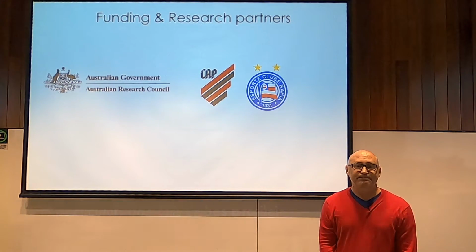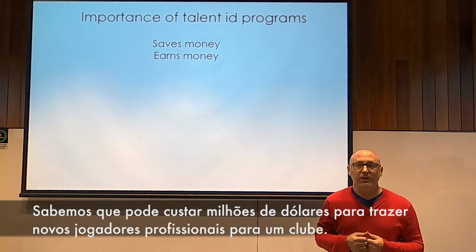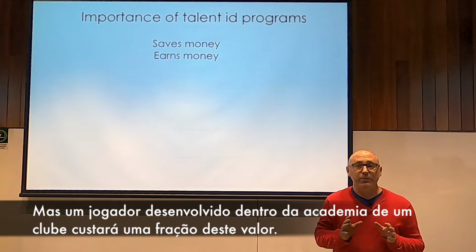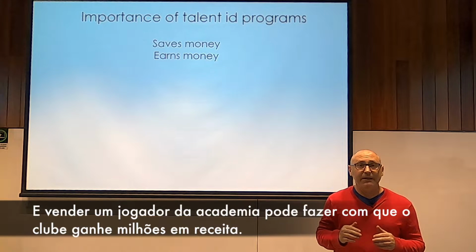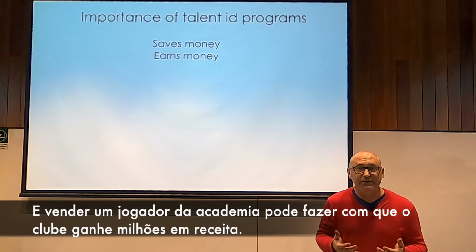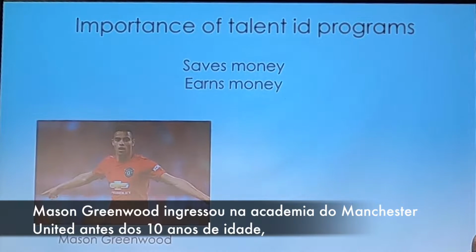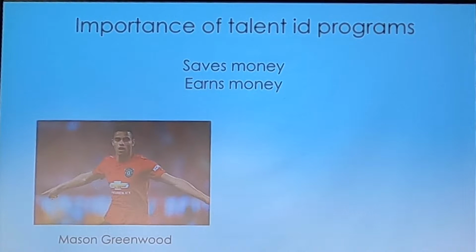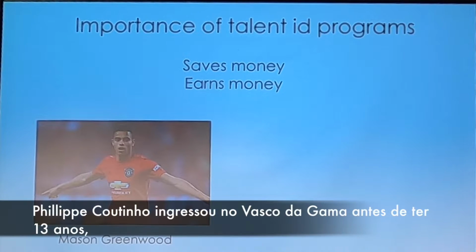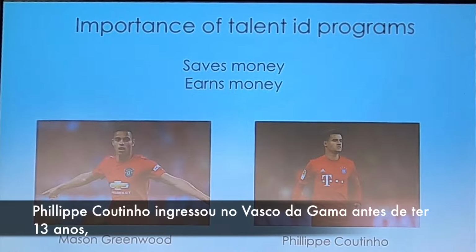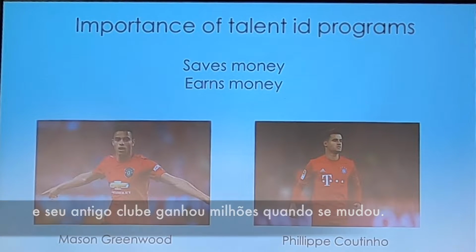involved with this study. We know it can cost millions of dollars to bring new professional players into a club, but a player that's developed within a club's academy will cost a fraction of this amount. And selling an academy player can make the club millions in revenue. For example, Mason Greenwood joined the Manchester United Academy before the age of 10, potentially saving the club millions of dollars. Philippe Coutinho joined Vasco da Gama before he was 13, earning his former club millions when he moved on.